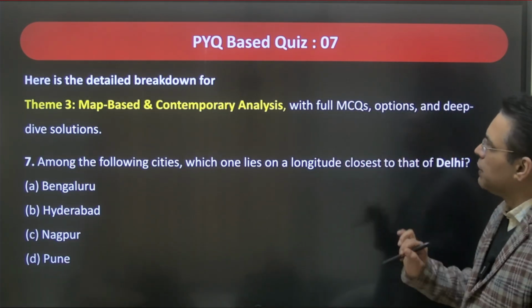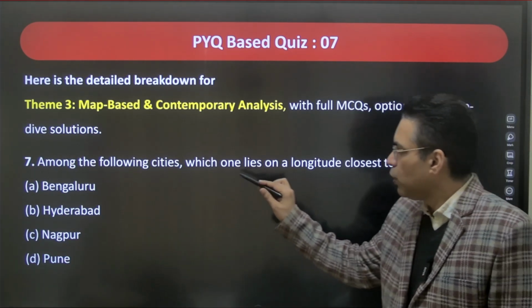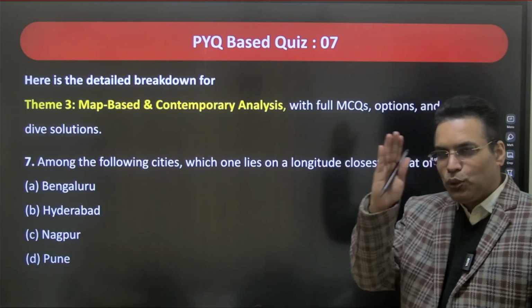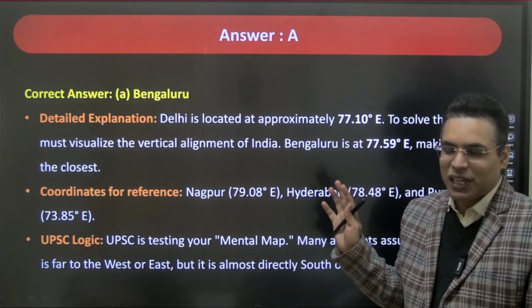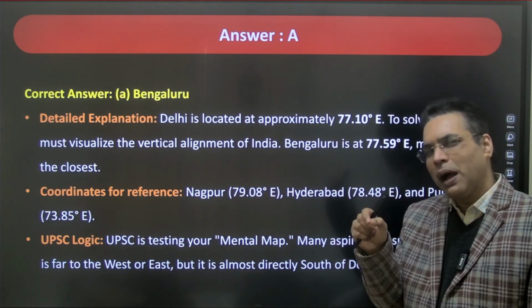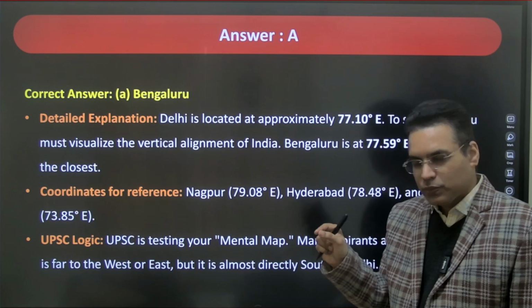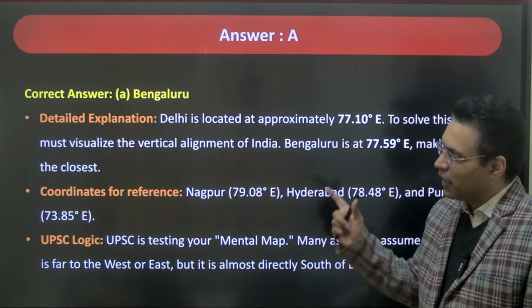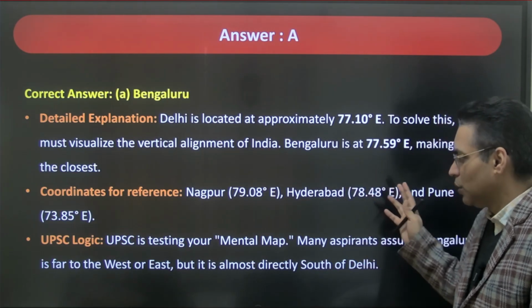Then map based contemporary analysis. Okay, now let's understand contemporary analysis. Which of the following cities is on the longitude closest to that of Delhi? Now you need to understand longitude, latitude, and I would consider this question very tough. The reason is that it is a minor detail, and when you look at the options, they're very close. Okay, so UPSC is testing your mental map. Your answer is Bengaluru, and very few will understand that. Maybe we'll come to that conclusion.